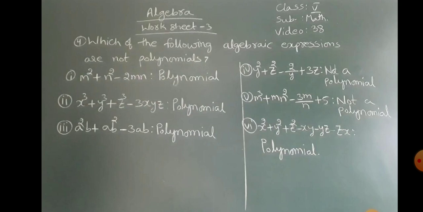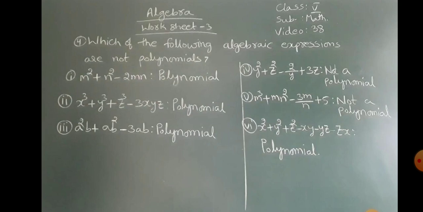So now let us see the first question, m square plus n square minus 2mn. So here m power 2, n power 2, and the third term has mn whose powers are 1 and 1. These all are whole numbers, that's why it is a polynomial.